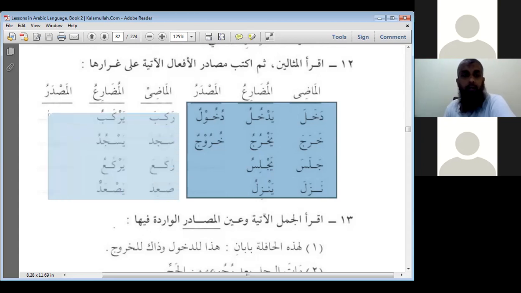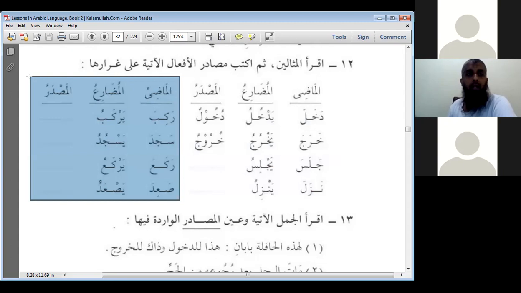So let's look at the next half of the table here. Again, we have al-madi, al-mudari', al-masdaru: past tense, present tense, and the verbal noun. So say after me: rakiba, yarkabu, rukubun. Rakiba is to ride. He rode, yarkabu, he rides. Rukubun is the verbal noun, riding.